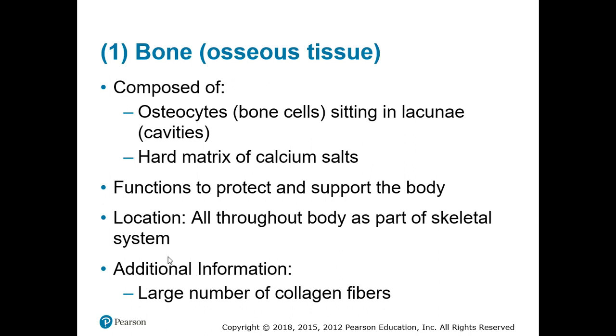So let's start off. Bone. Bone is often called osseous tissue. The reason it's called osseous tissue is because it's made up of cells called osteocytes. So anytime you hear the word osteo, like osteoporosis, this is going to have to do with bones. Bone cells sit in something called lacunae, which are cavities, and they are basically hard matrices of calcium salts. Hence why they always tell you, make sure you get enough calcium for your bones.